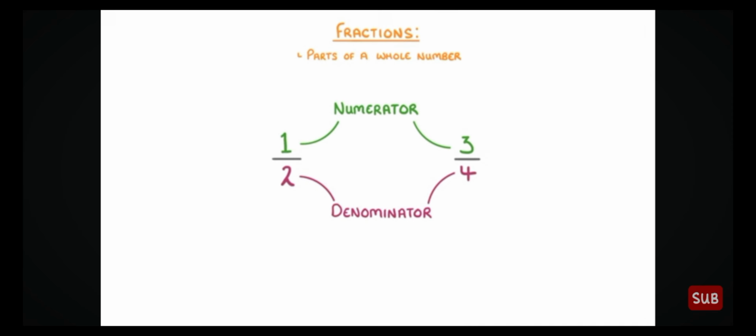We're looking at what fractions are and how we can simplify them. So when we talk about fractions, we're really just talking about parts of a whole number, like 1/2 or 3/4. And we write them as a numerator, which is at the top, over a denominator at the bottom.